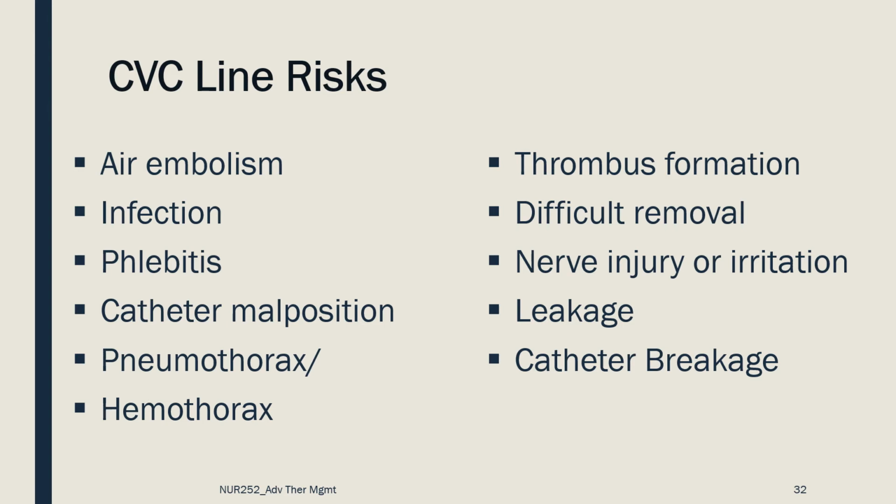Nerve injury or irritation. During insertion of the catheter, nearby nerves may get injured or irritated, producing symptoms such as a shooting type of pain down the arm, numbness, tingling, pins and needles effect, weakness of extremity, or paralysis. Leakage. Leakage occasionally occurs at the insertion site. This may be caused by the loss of elasticity of the skin at the site, outward migration of the catheter, or rupture of the catheter.